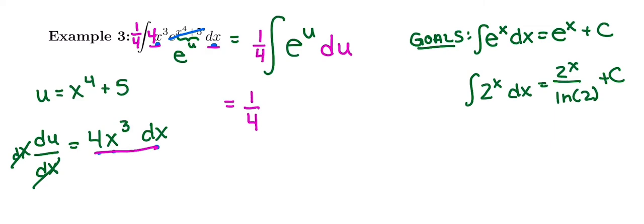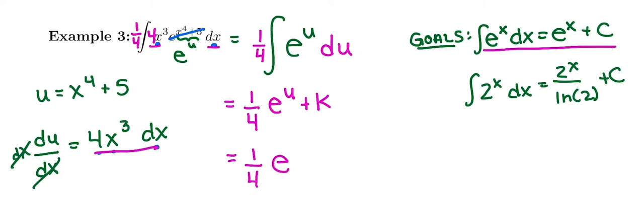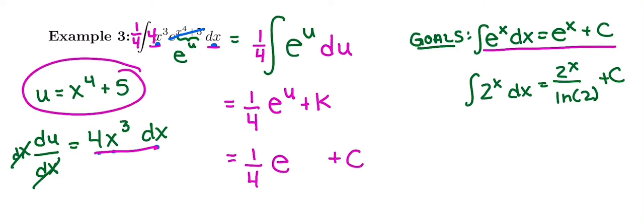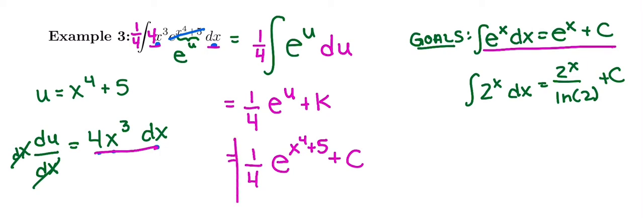So we're going to keep that 1/4 and we're going to integrate, and it's going to look like this part of the goal. The antiderivative of e to the x is e to the x plus c, so the antiderivative of e to the u is e to the u plus k. And our last step is just going to be replacing this back for x's and plus c's. So I'm going to replace my u in the exponent with that x to the fourth plus 5. So our antiderivative is 1/4 e to the x to the fourth plus 5 plus c.